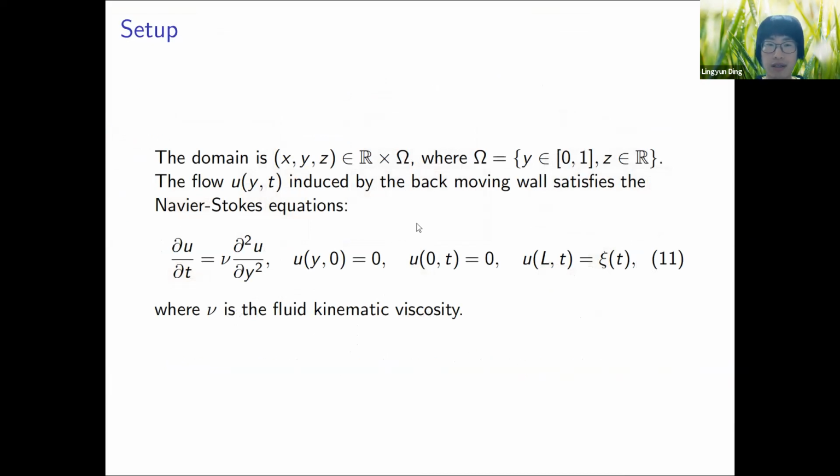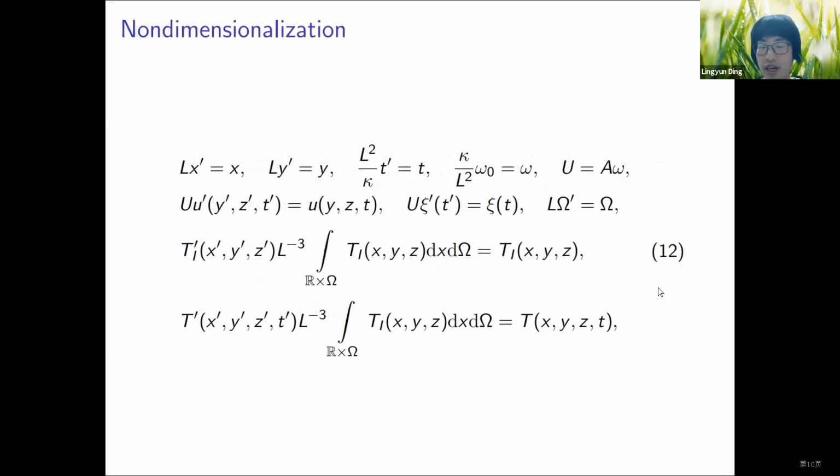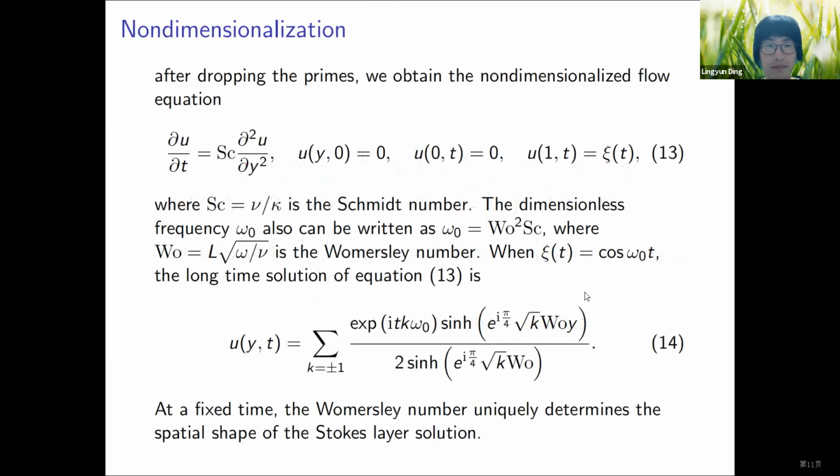In this problem, the Navier-Stokes equation reduces to this heat equation with prescribed boundary condition. If we solve that, we can get the velocity field. To study the problem, we need some non-dimensionalization. After the non-dimensionalization, we obtain this equation, and here we introduce a non-dimensional parameter, the Schmidt number, which is defined as the viscosity divided by the diffusivity. Also, because we consider a periodic input signal, we have the dimensionless frequency omega 0. It connects to the Schmidt number by this relation.